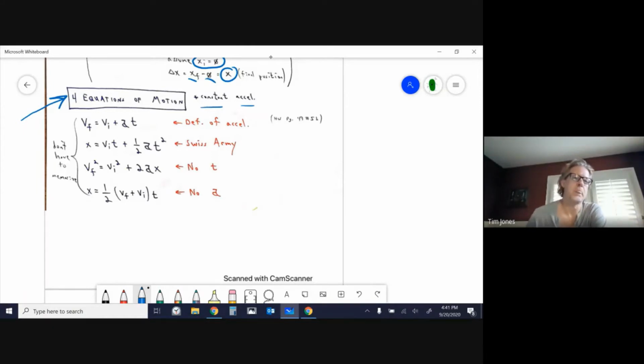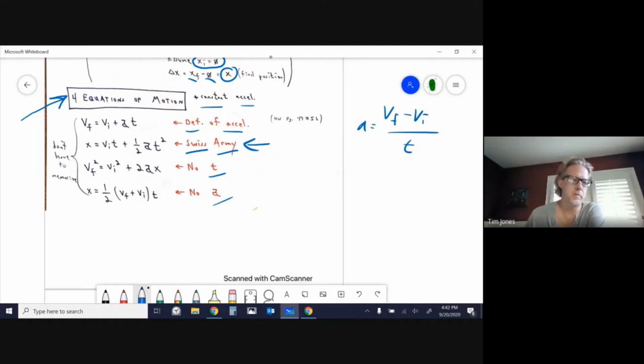But right now, you can think of this one as the definition of acceleration, because acceleration is change in velocity over time. If you solve for VF, you will get that equation. This is called the Swiss Army equation, because like a Swiss Army knife, it's useful for many things. If you're doing a problem and you don't know which one to do, try the Swiss Army. This is called the no T because there's no T, and the no A because there's no A.